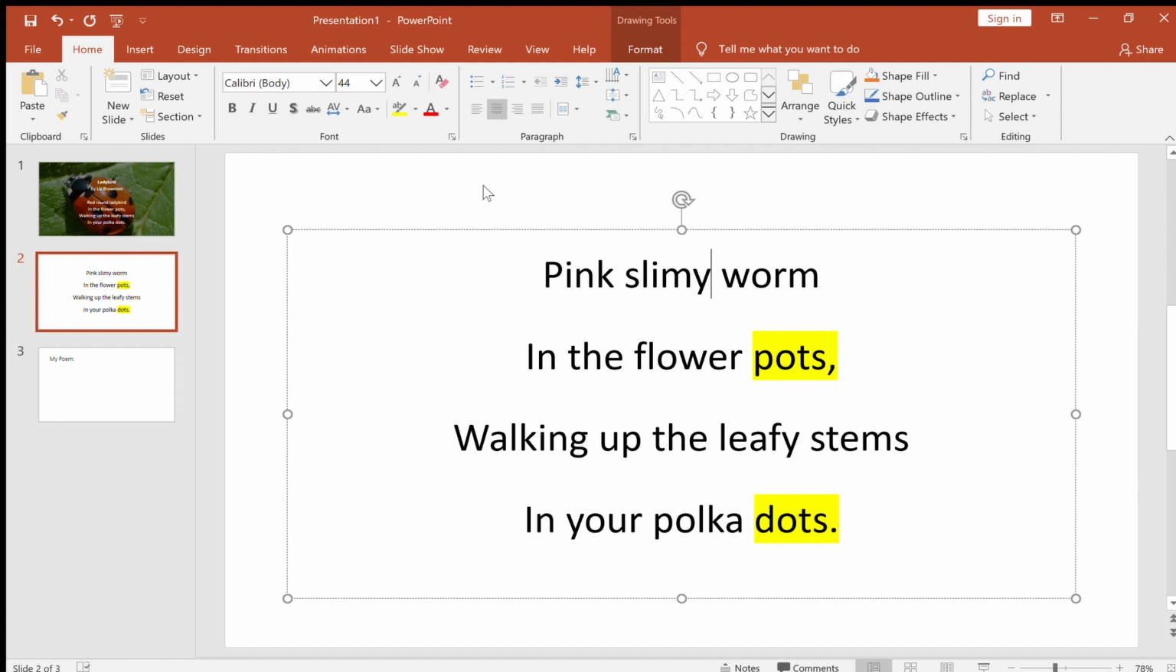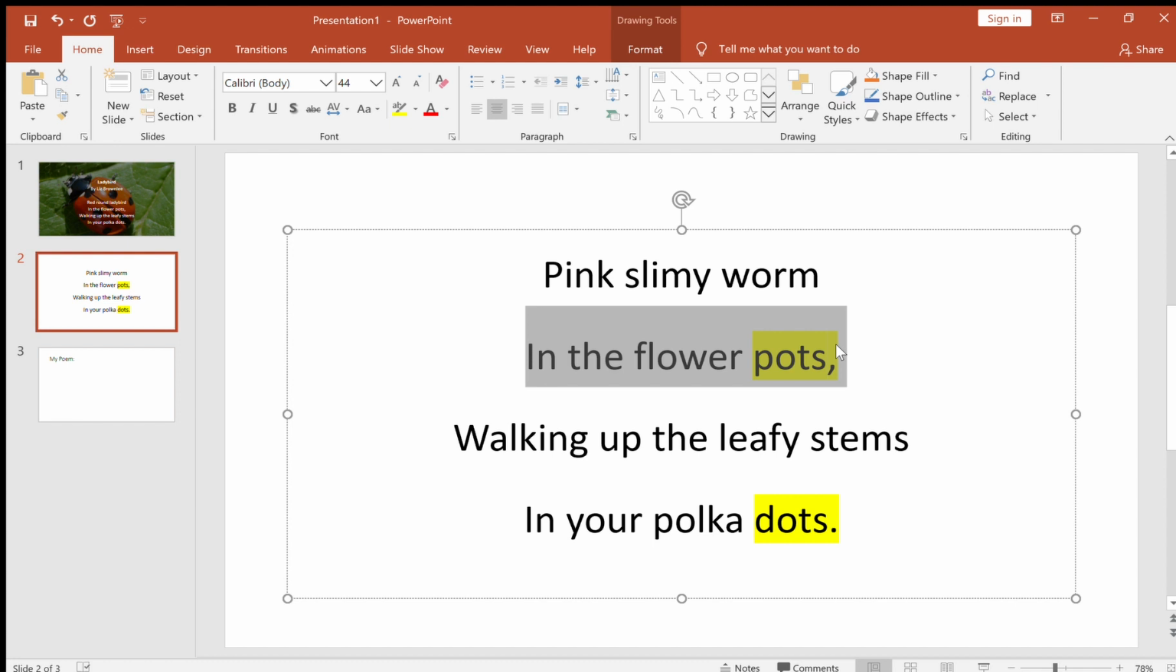Pink slimy worm. Okay, that's the first line done. Right, we're on to line 2 now. Now in line 2, Liz Brownlee has told us where this mini beast is usually. So ladybirds were in the flower pots. So I need to think where my mini beast usually is. So mine's a worm. So where do we usually find worms?